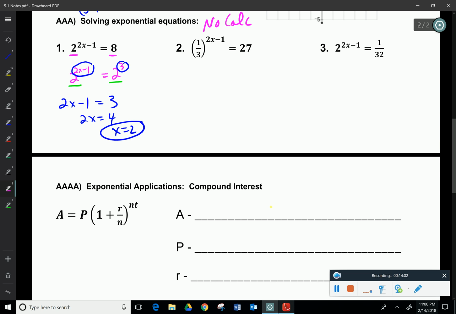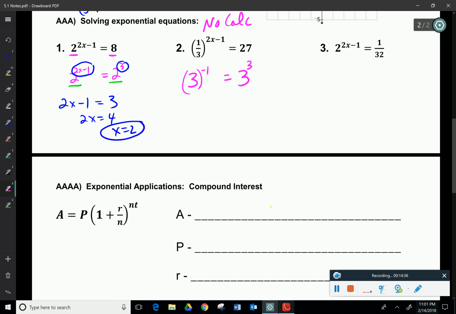Right now I have a base of 1/3 on the left, and I have a base of 27 on the right. Well, I don't really know how to change 1/3 to be a base of 27, and I don't really know how to change 27 to be a base of 1/3. So why don't I change both of them to be a base of 3? Okay, I want to change both of these to be a base of 3. Well, the 27 I know is 3 to the 3rd. Okay, 1/3 is like having a 3 to the -1, right? Because -1 just means flip it over.